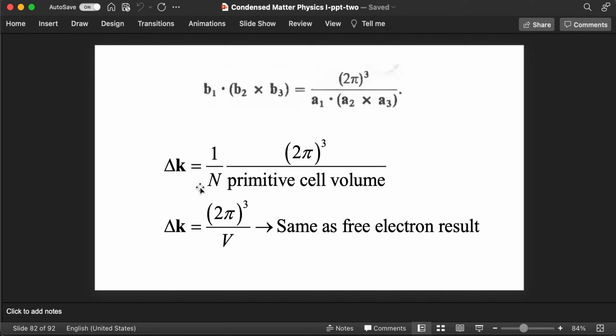Primitive cell volume into N is going to give me the total volume of the crystal, and this delta k is going to be just (2 pi) whole cube by V, and this is the standard result you got in the free electron case. So in the free electron case, you found out that (2 pi) cubed by V is basically the volume occupied by each k value in the free electron result. This is also the same. You have got the same result in this case also.